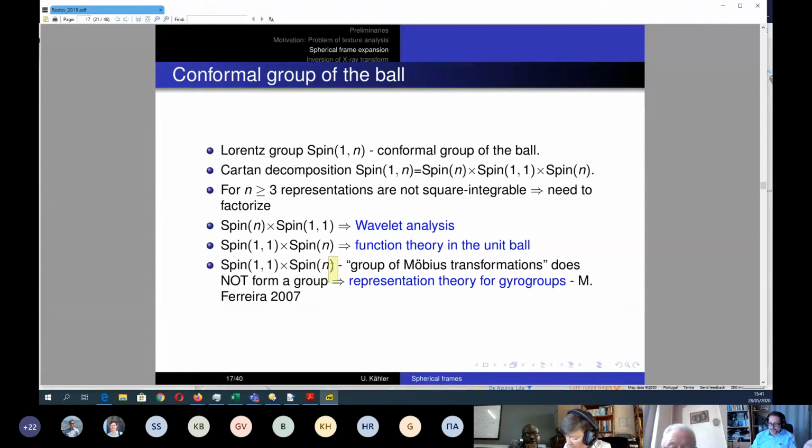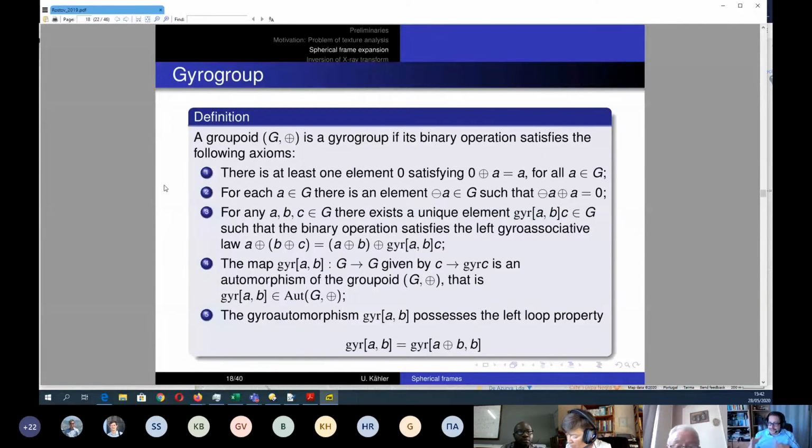The other way you could see it, simply saying, okay, it is a homogeneous space, and I don't want more than that. You could also go for that one. The more interesting part is that it's almost a group. It doesn't form a group itself, but it's almost a group, and something which nowadays in the literature is called a gyro group. And the gyro group basically has these definitions.